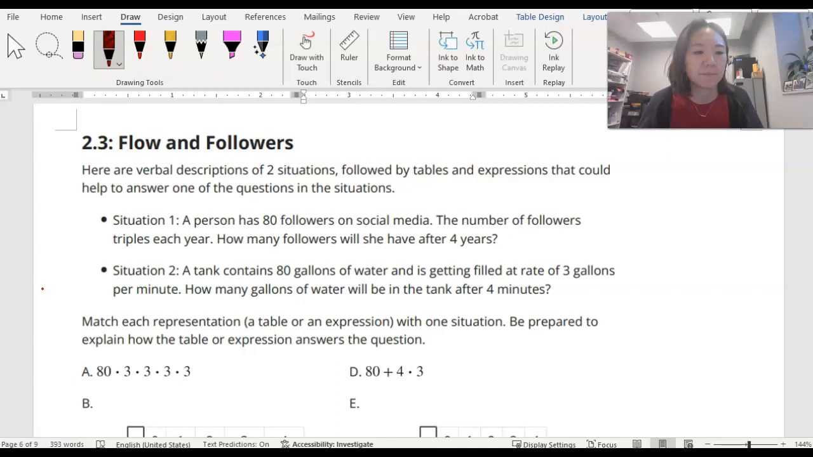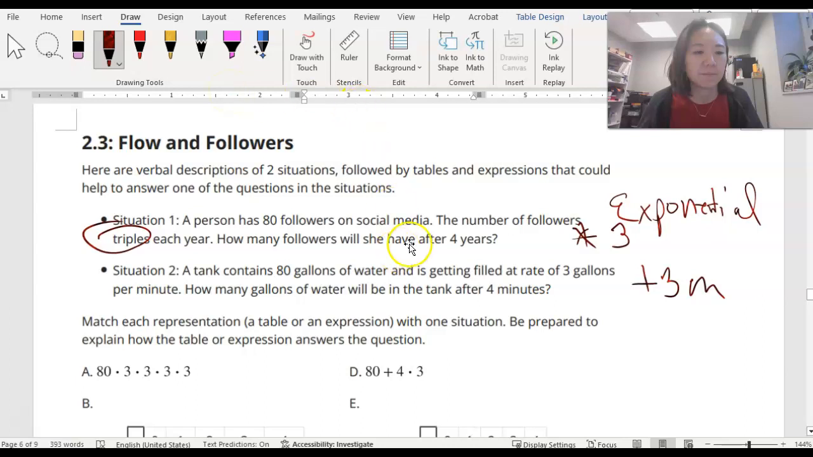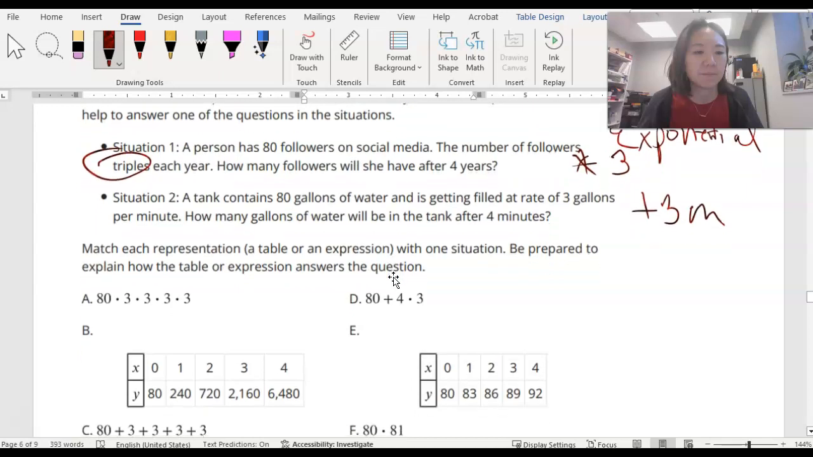Anyway, so in your classwork today, flow and followers, there's situation 1. A person has 80 followers on social media. The number of followers triples each year. Automatically, we can see this is exponential because it is tripling each year. In situation 2, a tank has 80 gallons of water and is getting filled at a rate of 3 gallons per minute. So this one is times 3, but situation 2 is plus 3 times the number of minutes, right? And so we're comparing situation 1, which is exponential, with situation 2, which is linear.